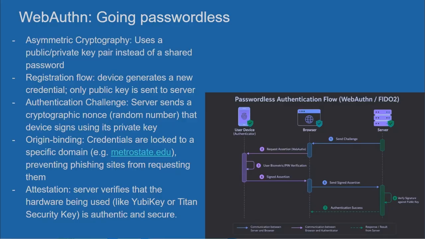The public key will be sent to the server, which issues a random challenge to the user, which the user's device then signs using its private key and sends back. The server then uses the public key to verify that signature, which means the private key is never transmitted over the internet, and the attacker has no way of accessing it.